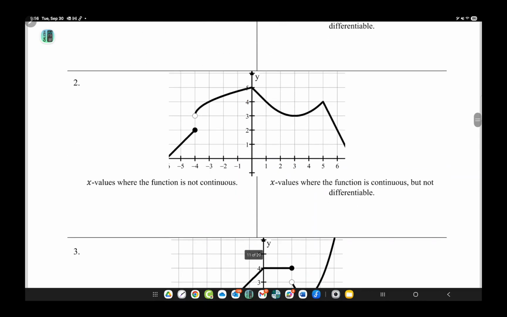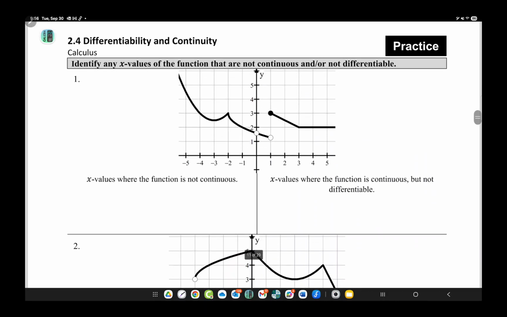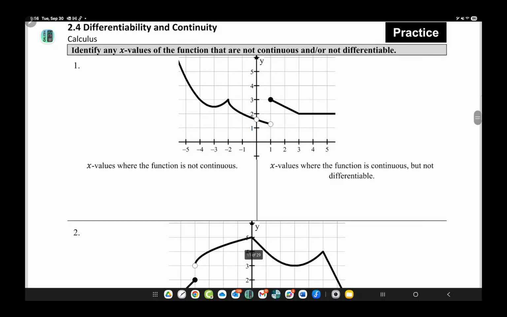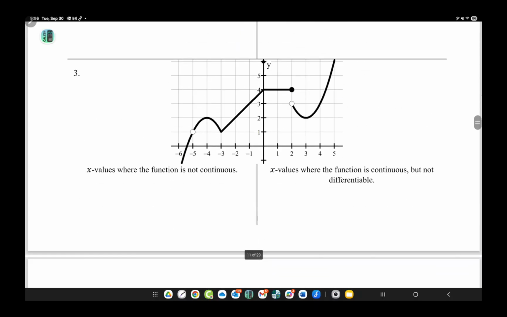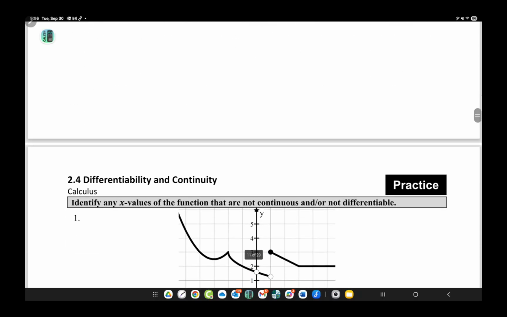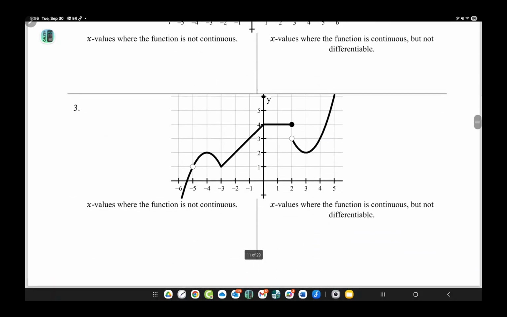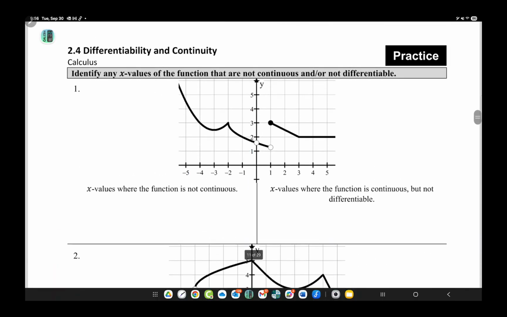These questions right here, where you're given a graph and you need to locate where a function is either not continuous or not differentiable. So this is 2.4, the first few questions here, questions 1, 2, and 3.